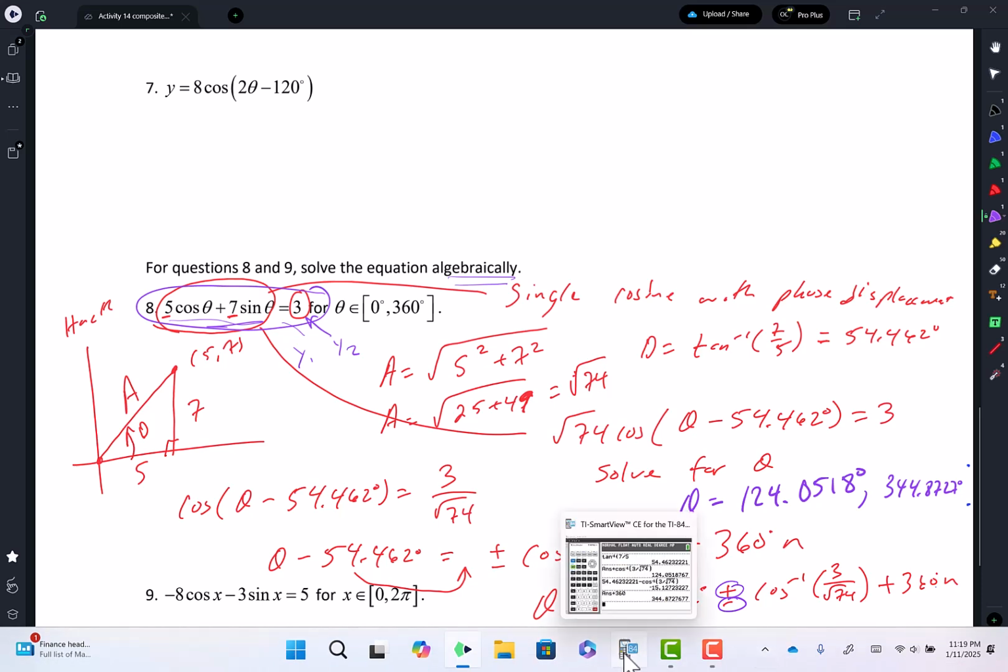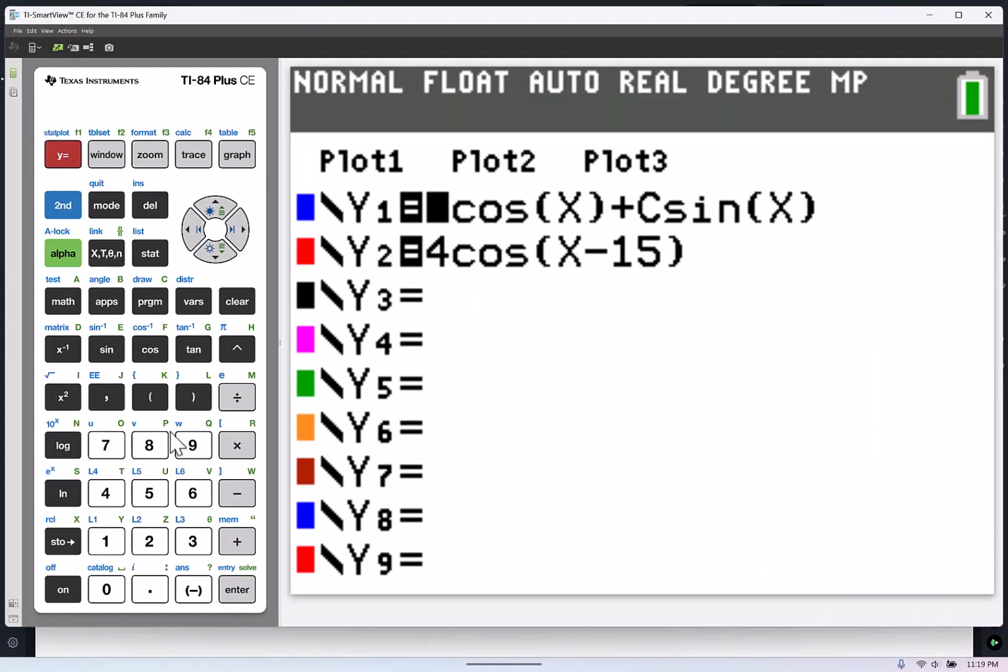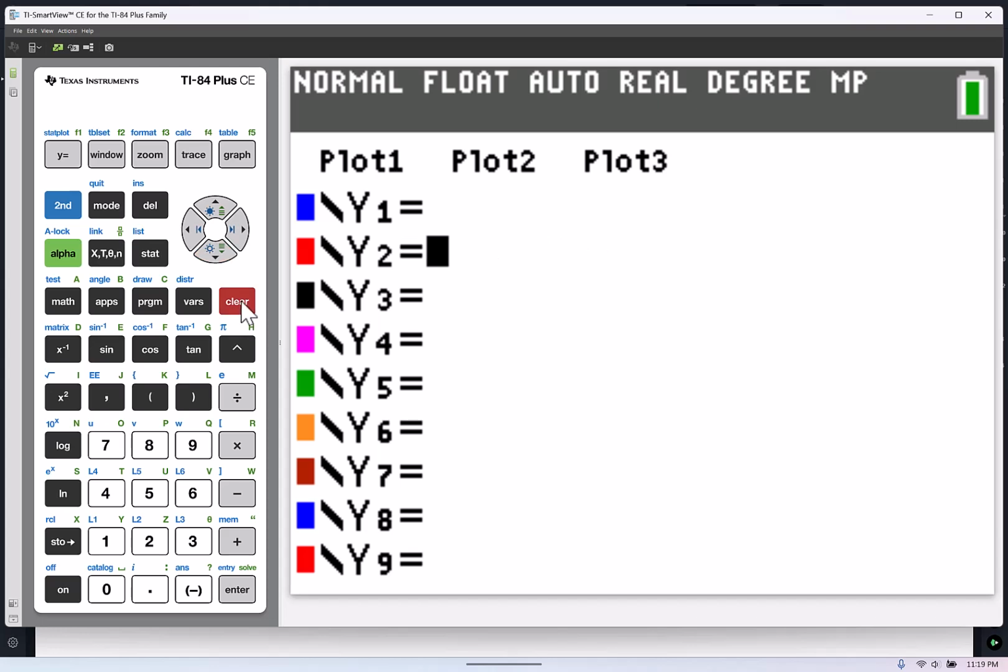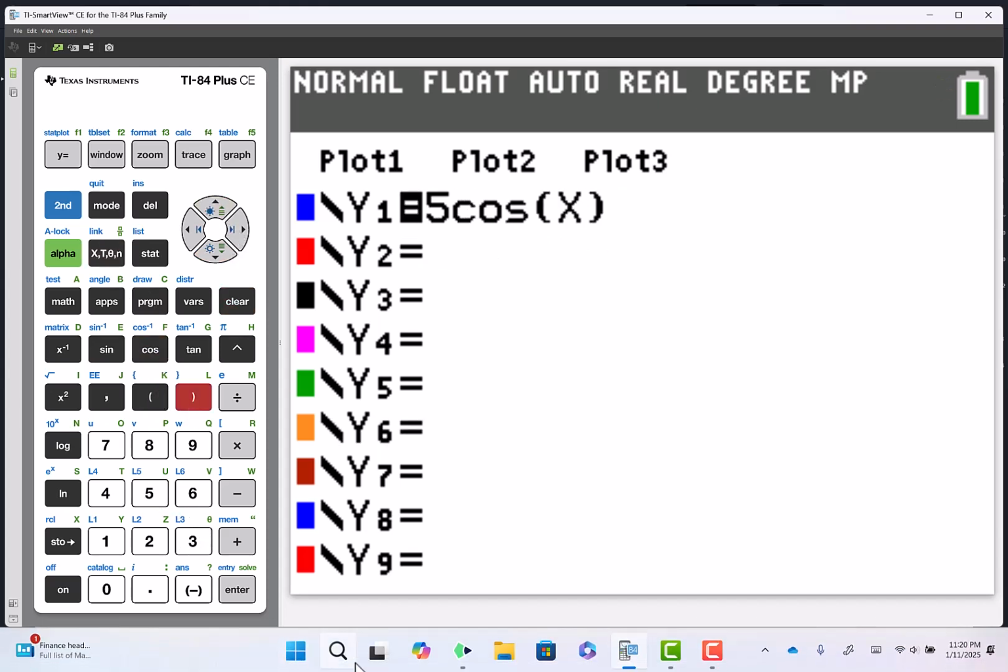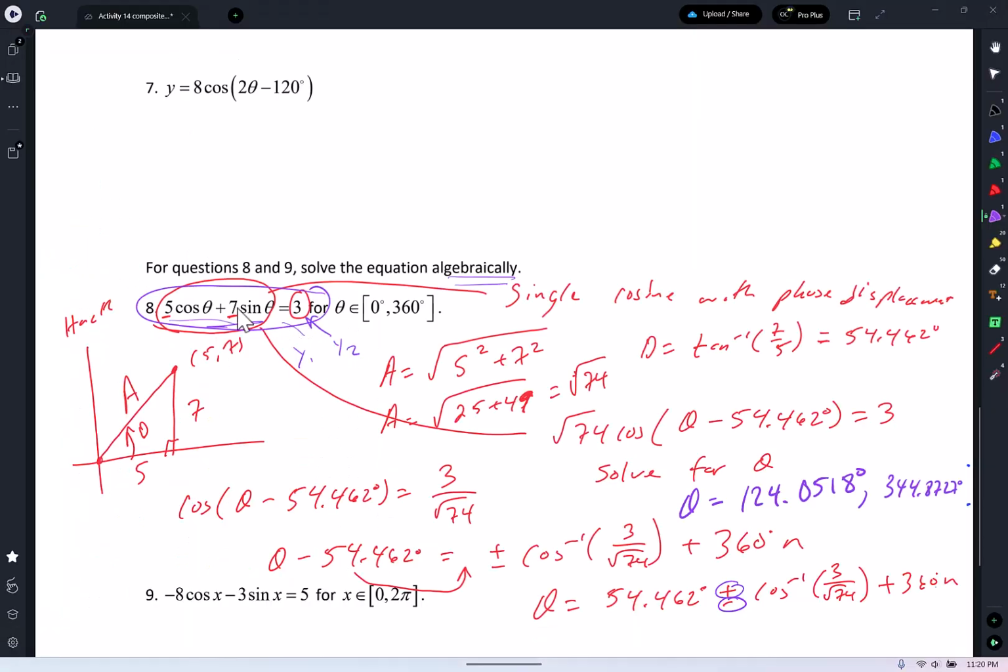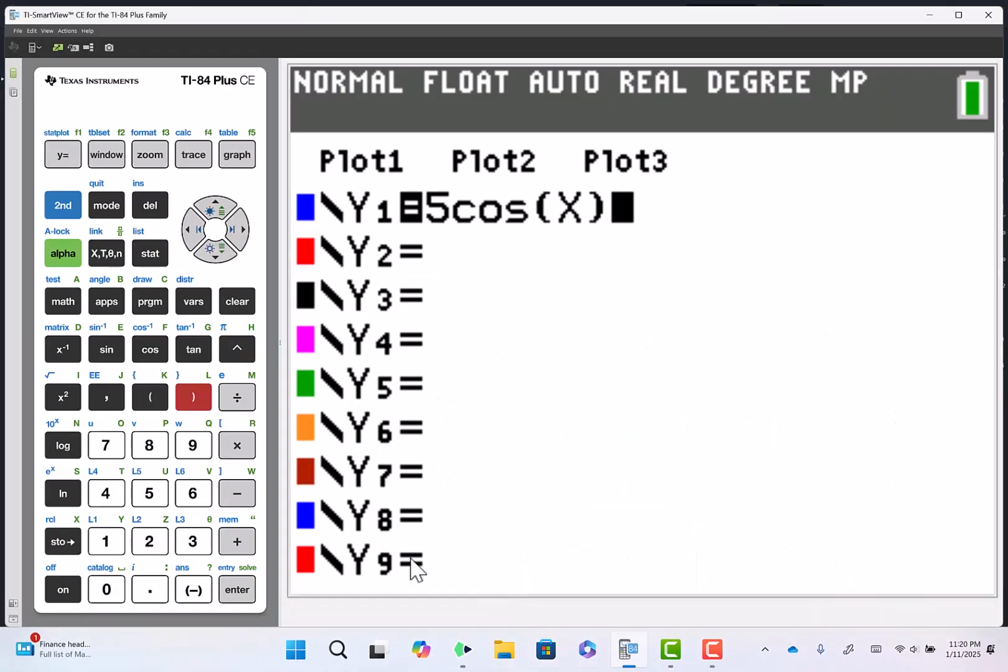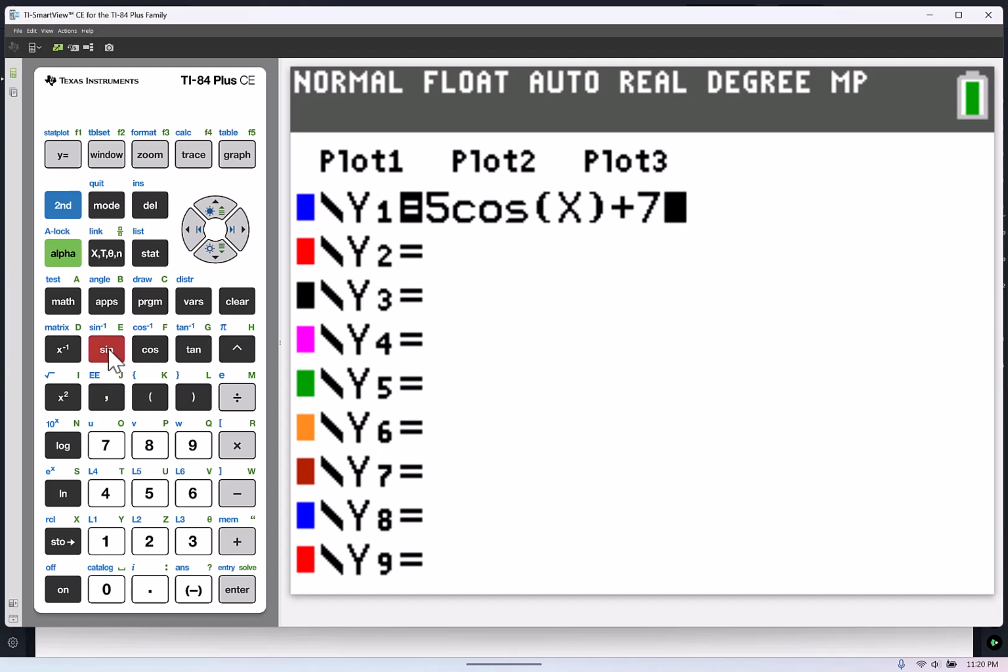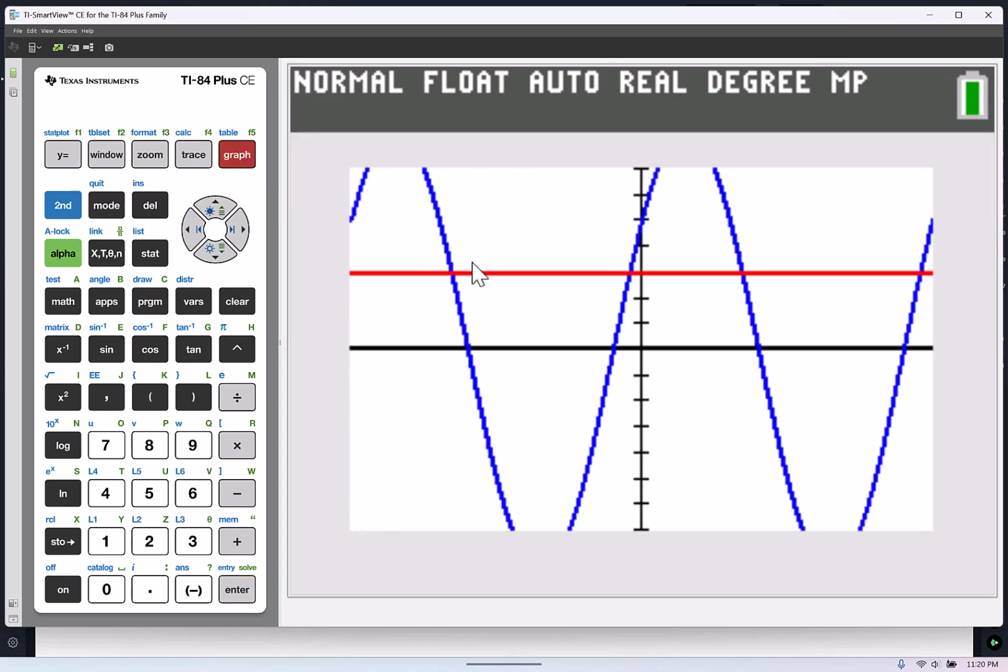So if I were to take my calculator and go to Y equals and type in 5 cosine x, close it. Let's see, what do we have? Plus 7 sine x, close it. And then I were to type in 3. I better get those two answers, right? So I'm going to push graph. And actually here it looks like I have 3 answers.